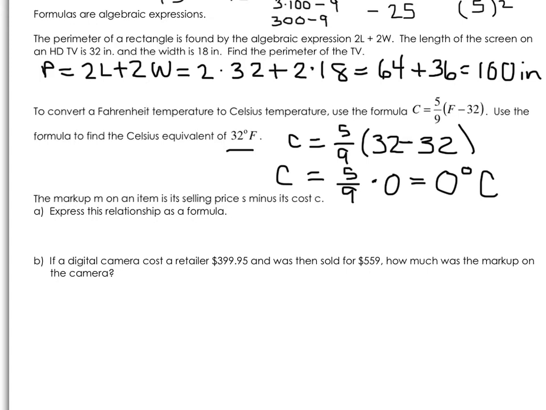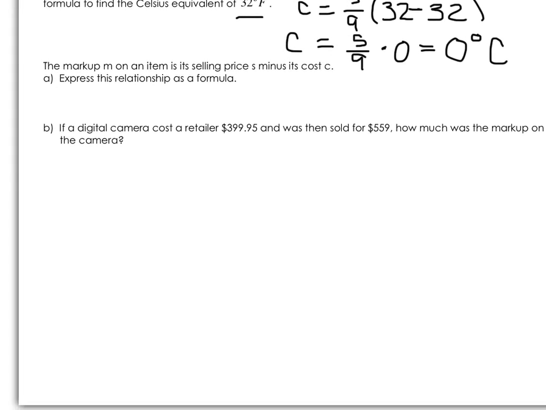The markup M of an item is its selling price, S, minus its cost. Express this relationship as a formula. So the markup M equals its selling price, S, minus its cost.